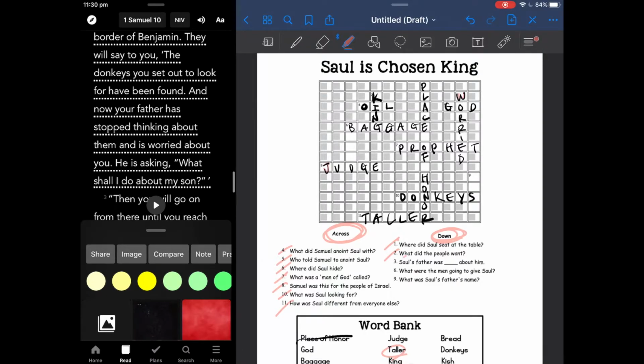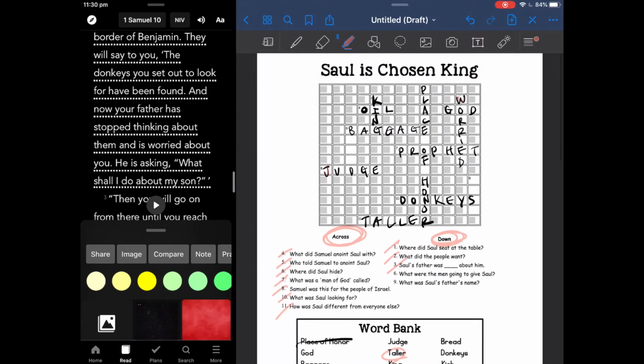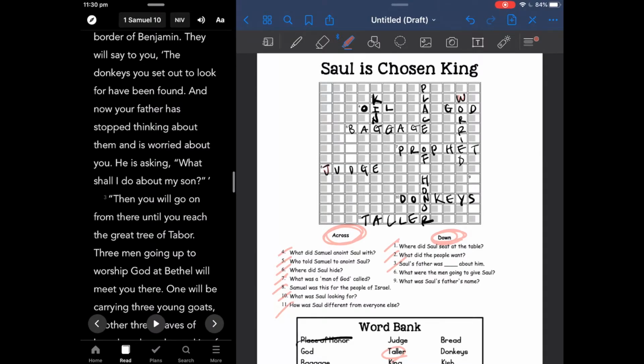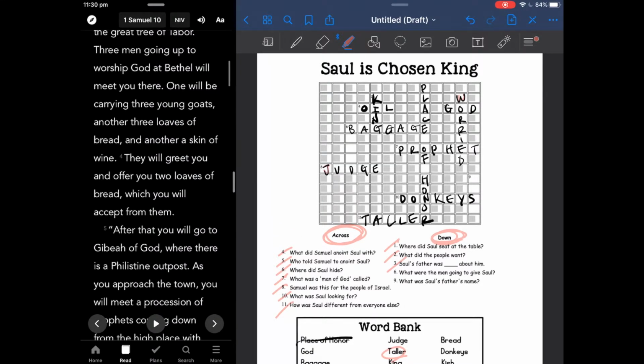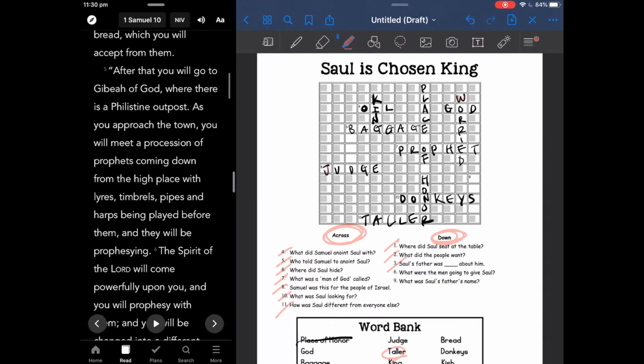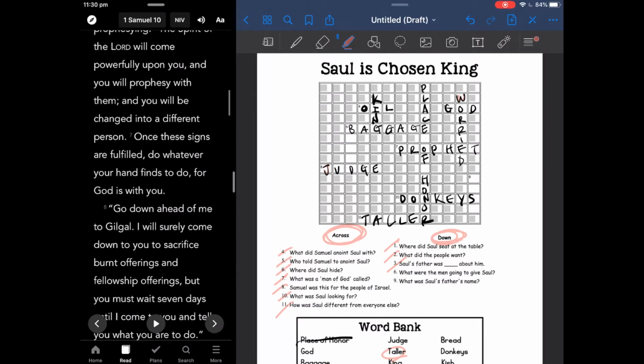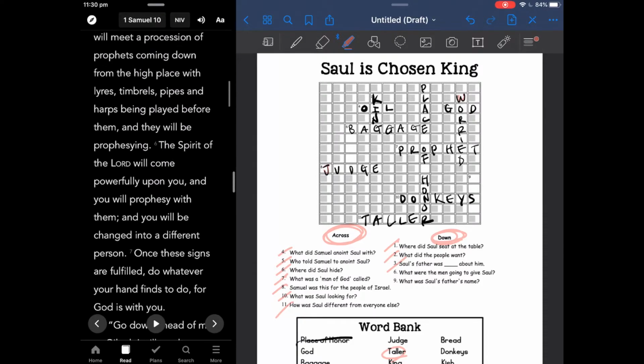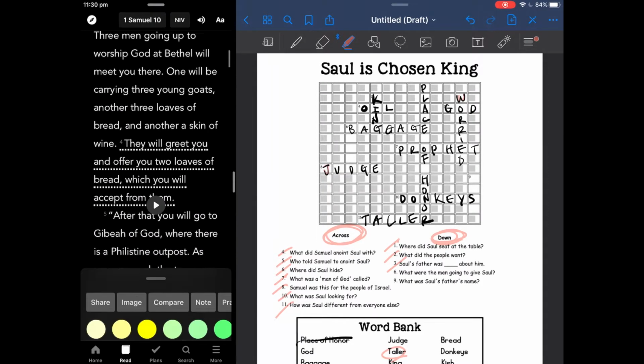That's right. Okay. Question 6. What were the men going to give Saul? Do you guys remember this? Saul got something from this man. It was in verse 4 actually.